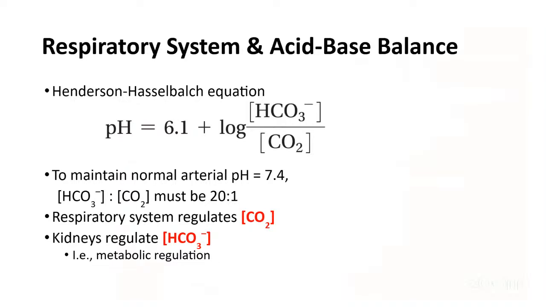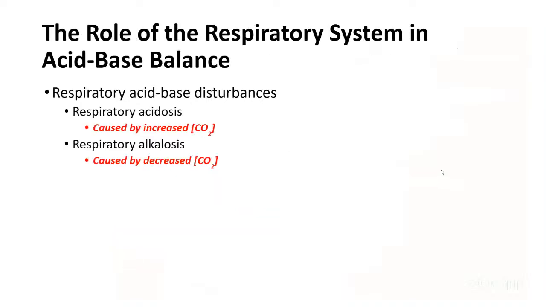Now, when we talk about the kidneys in this context, when we talk about them regulating the bicarbonate ions, we're going to refer to this as metabolic regulation. Okay. And we'll come back to that as we start to piece this together. Okay. So when we have acidosis or alkalosis, that means we might have a problem with our breathing, or we might have a problem with the kidneys, right? Because they have to work together to control the carbon dioxide levels and the bicarbonate levels.